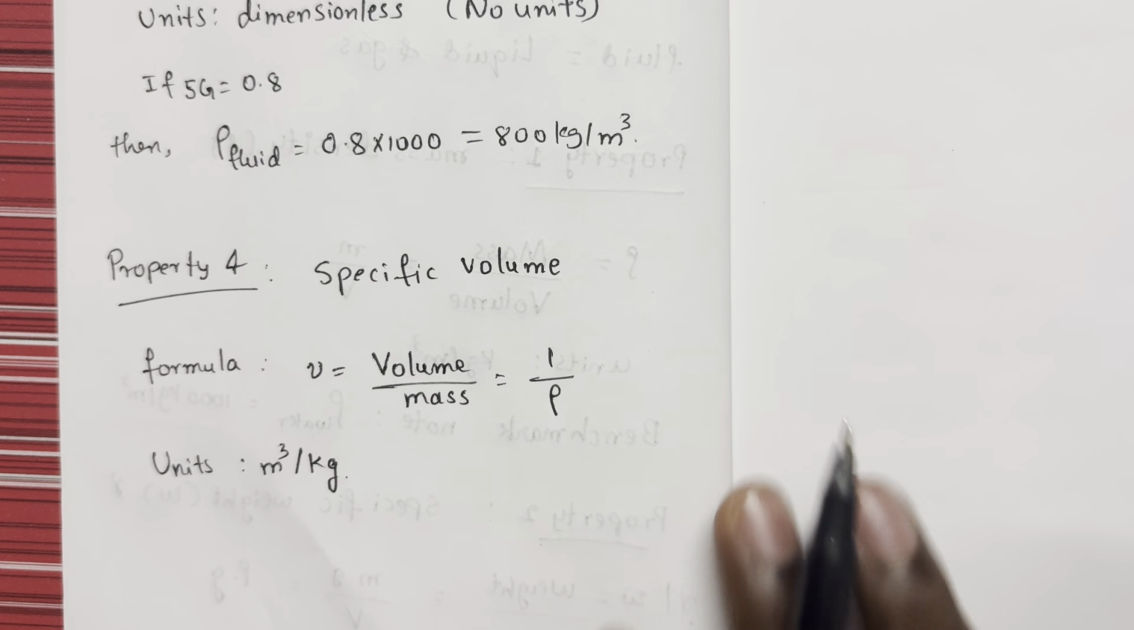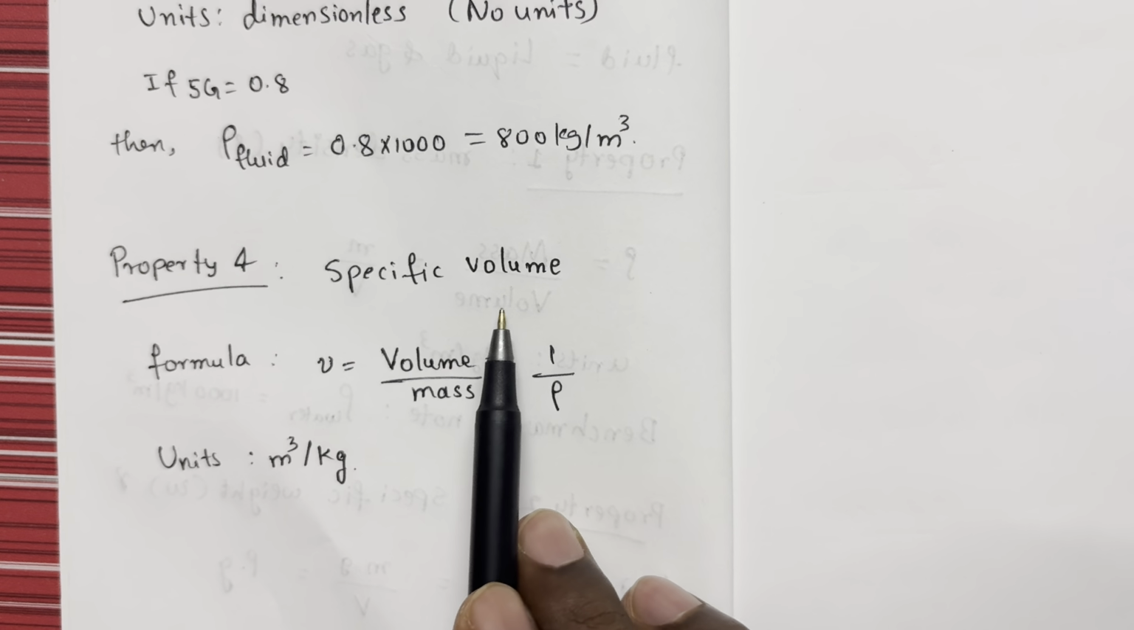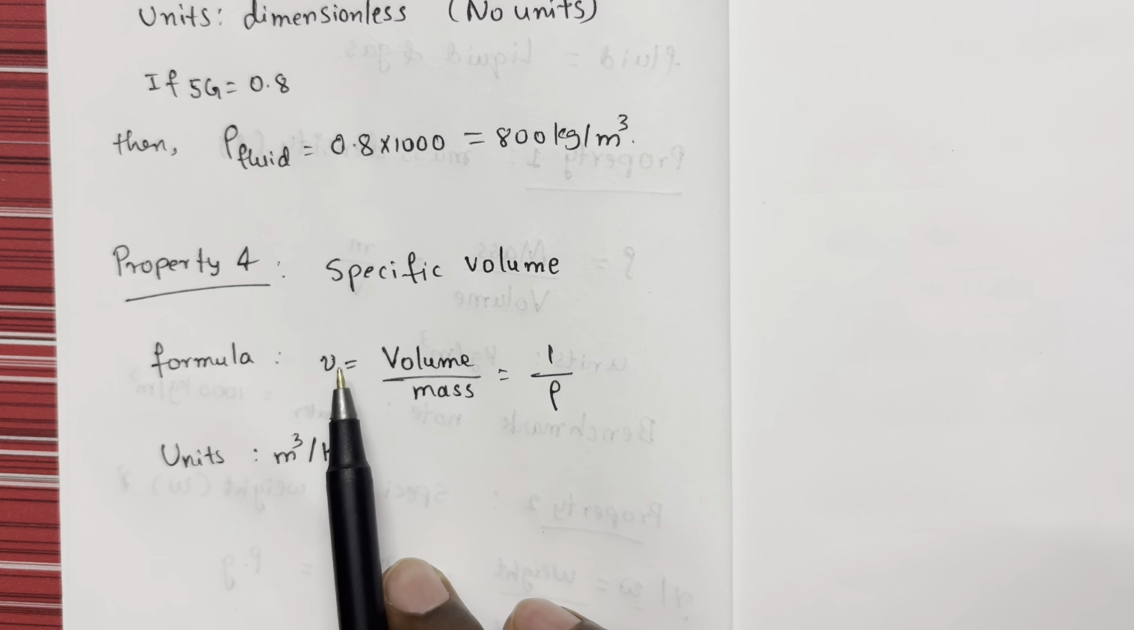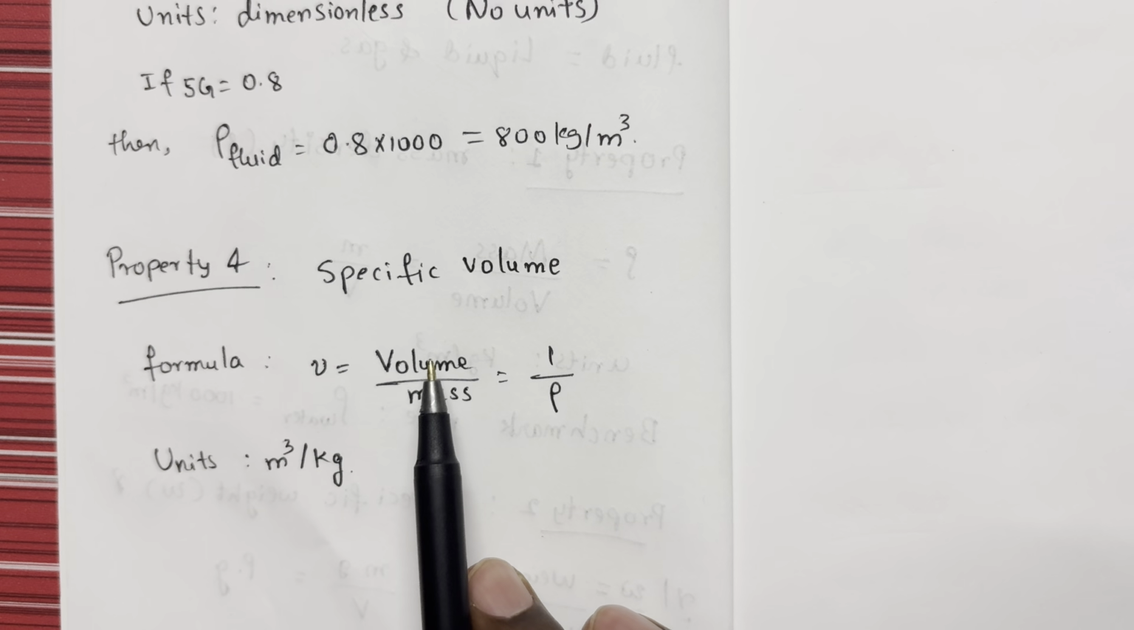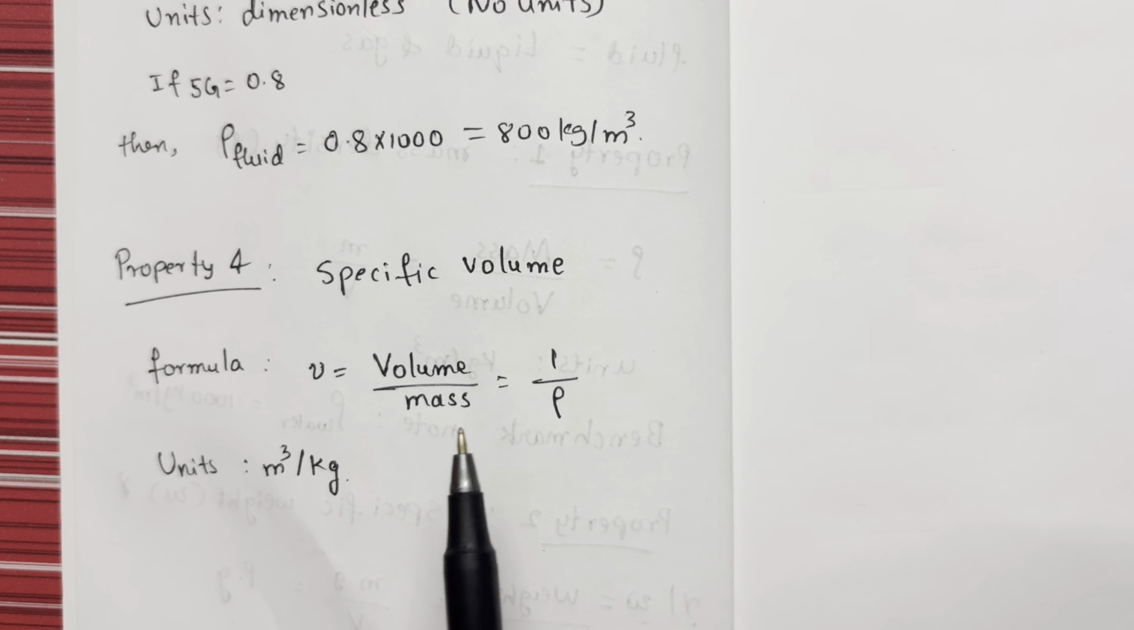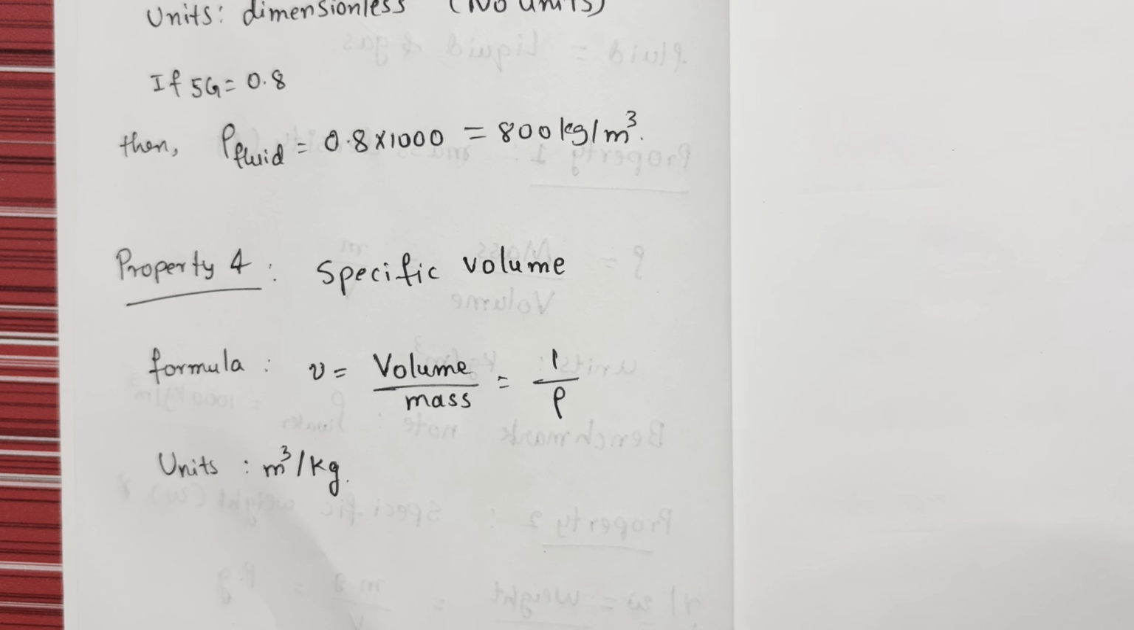Now the final property is specific volume. This is the exact mathematical inverse of mass density. What does it represent? You take 1 kg of some fluid and see how much volume it occupies. The more the specific volume, the lesser the density, because it's just the inverse. If the specific volume is more, then 1 kg of that fluid takes up a higher volume.